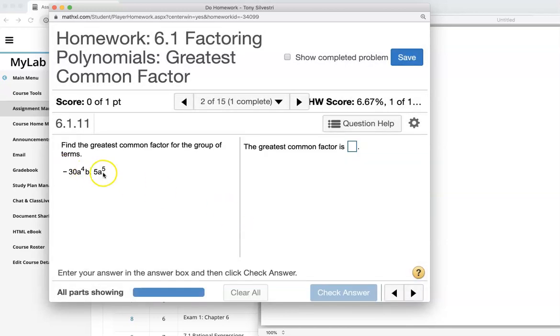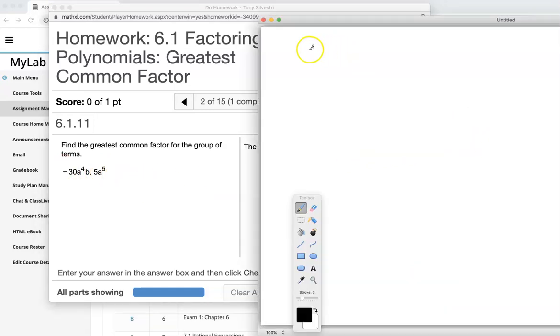Well, this is a little bit harder here, and so this might require a little bit of paper. Okay, so let's go over here. Negative 30, a to the 4th, b. And this, I'll put it on the side here, 5, a to the 5th. Now, when you find greatest common factor, negatives don't mean a thing. That's just a distraction. Don't worry about the negatives.